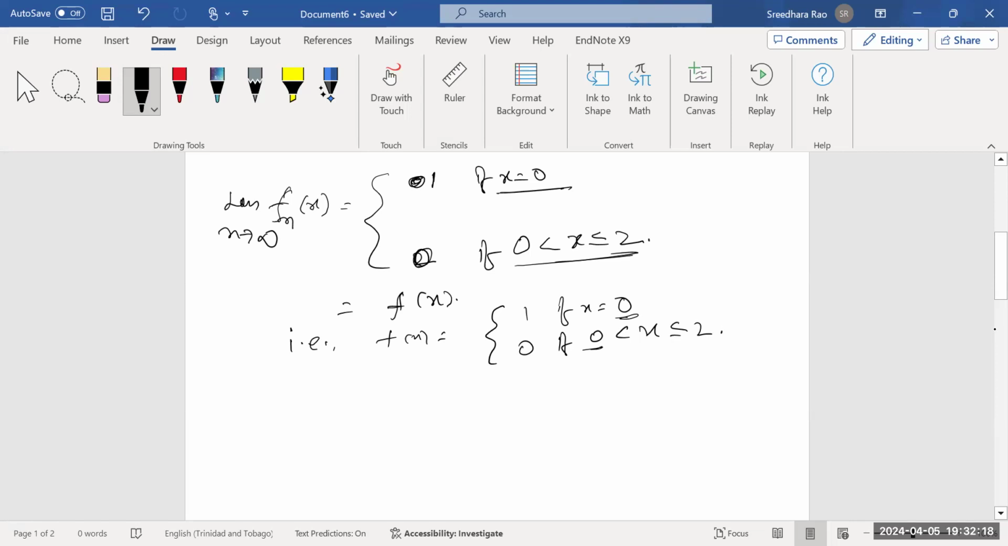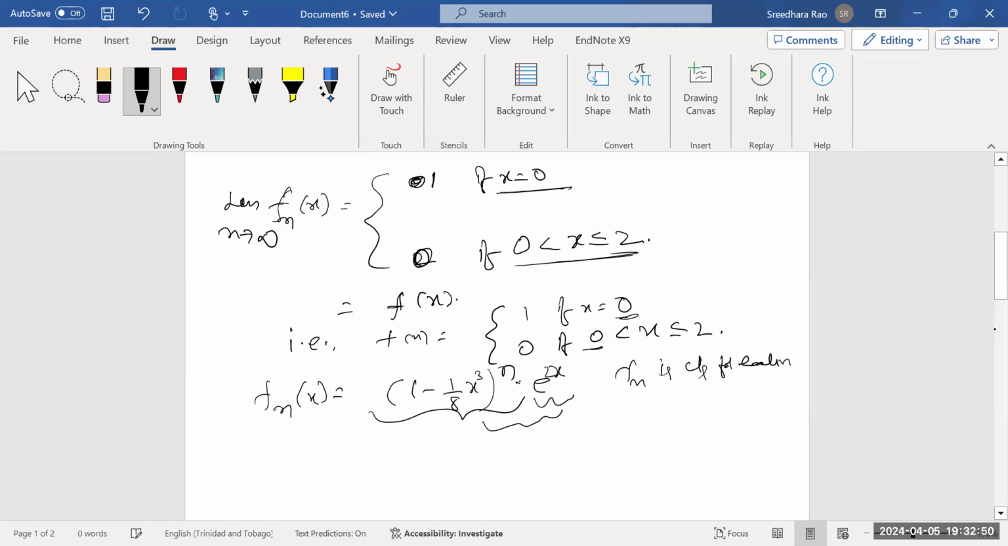But what is your fn? Fn of x is equal to (1 minus 1/8 x cubed)^n. This is a polynomial times an exponential function, that is e to the power of 2x, which is also continuous. The product is also continuous. So therefore, fn is continuous for each n.